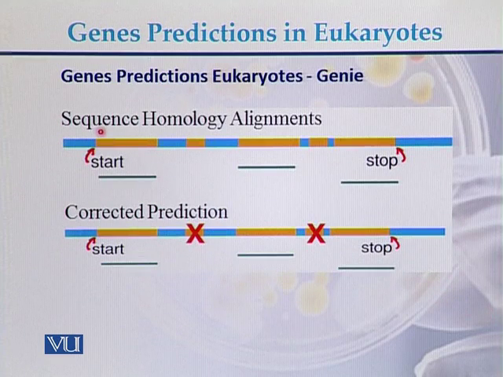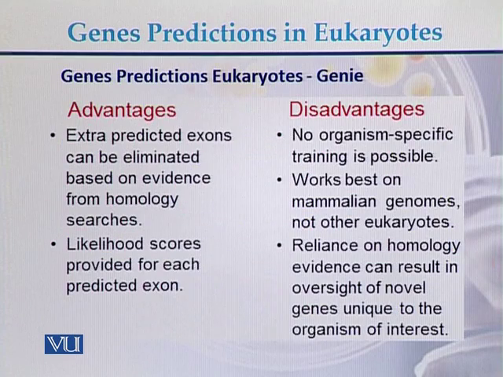But by performing sequence homology alignments, the irrelevant or wrongly identified exons can be eliminated. So here we can see that by sequence homology alignments, the exact exons have been identified. So this is the tool called GENIE, used for gene prediction in eukaryotes. There are some advantages and disadvantages: extra predicted exons can be eliminated based on the evidence from homology searches. On the other hand, it works best only for mammalian genomes, not for other eukaryotes. So these are some of the advantages and disadvantages of this tool.